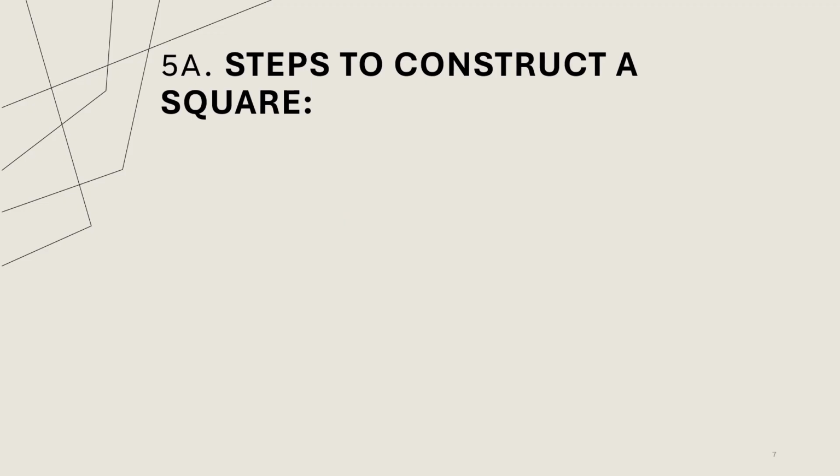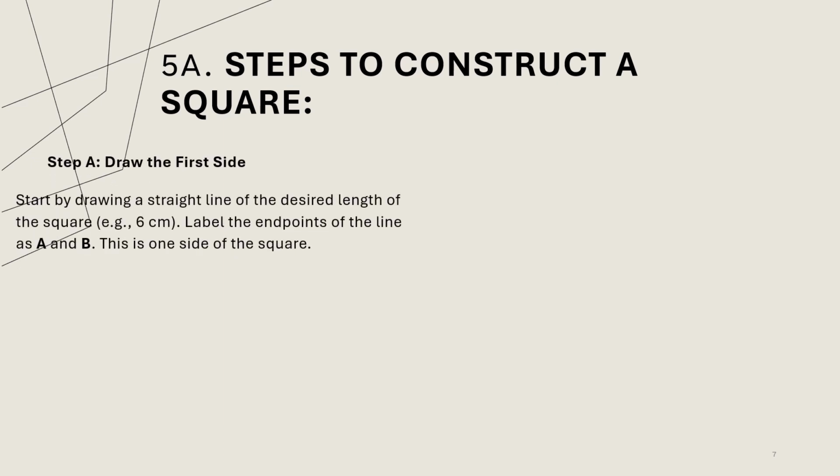To construct a square. Draw your baseline. Start by drawing a straight line of the desired length, for example, 6 centimeters. Label the endpoints A and B, and use it as one side of the square. So let's say you want the side of the square to be 6 centimeters.